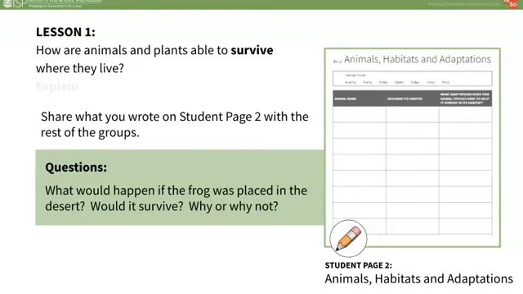If needed, guide the students in their thinking by asking them to consider the frog's current habitat, the food it eats, and how it gets what it needs to survive. Ask them to think about a dry desert and how this environment is very different than a wetland or a pond habitat the frog normally lives in.